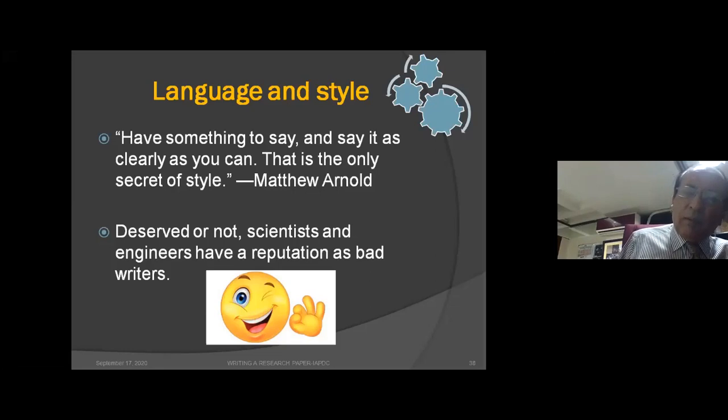Now it is a comment and it's a cumulative world opinion. So let's listen to this with big hearts, whether we deserve it or not. Scientists and we engineers have a reputation as bad writers in general. This is a general comment. I think most of you would agree.